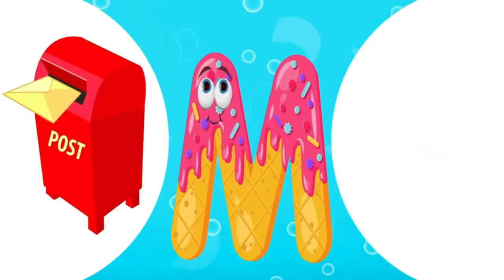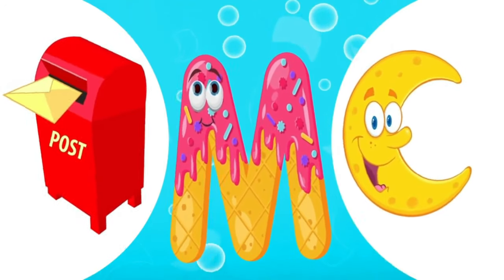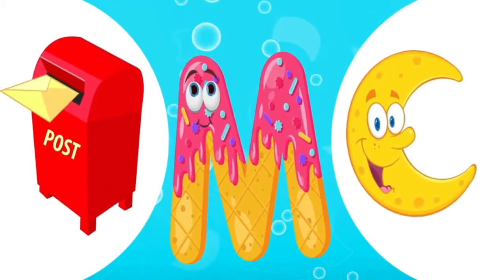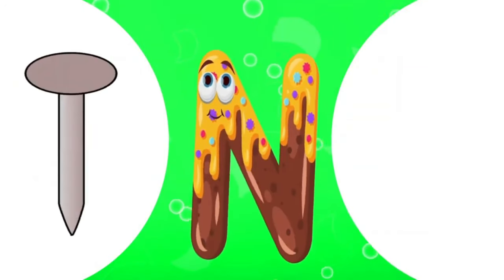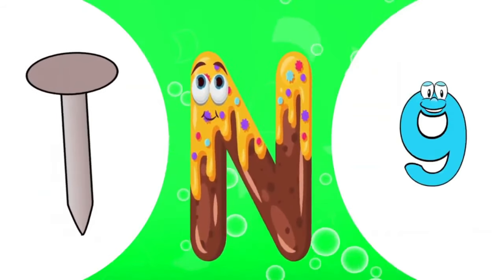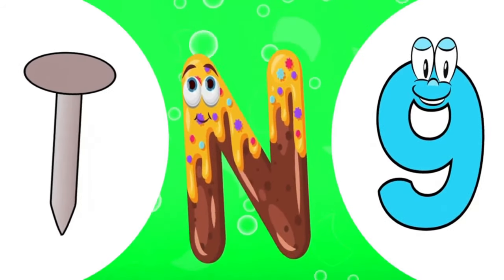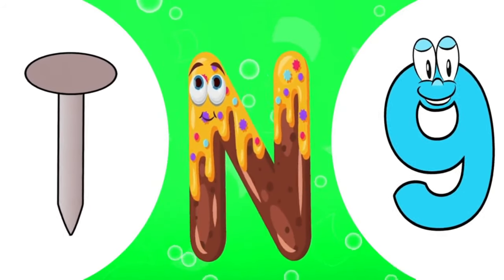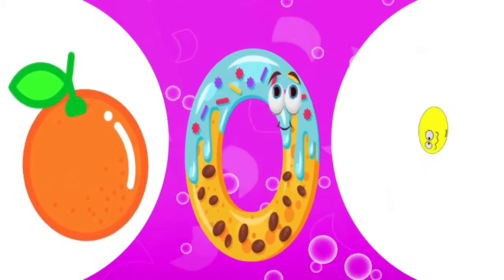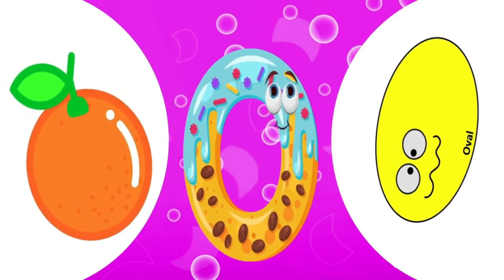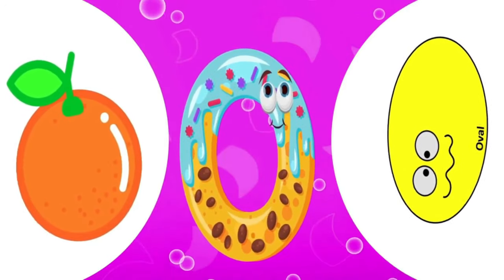M is for mailbox. M is for moon. N is for nail. N is for nine. O is for orange. O is for oval.